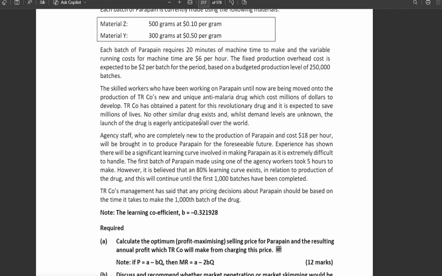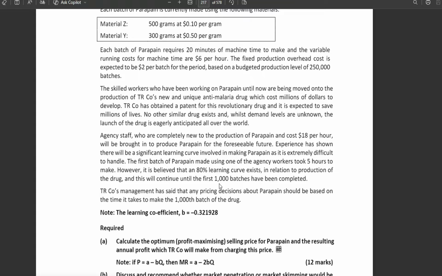Agency staff who are completely new to the production of paraffin, and who cost 18 per hour, will be brought in to produce paraffin for the foreseeable future. Experience has shown that there will be a significant learning curve involved in making the paraffin, as it is extremely difficult to handle. The first batch of paraffin made by one of the agency workers took 5 hours to make. However, it is believed that an 80% learning curve exists in relation to the production of the drug, and this will continue until the first 1,000 batches have been completed.